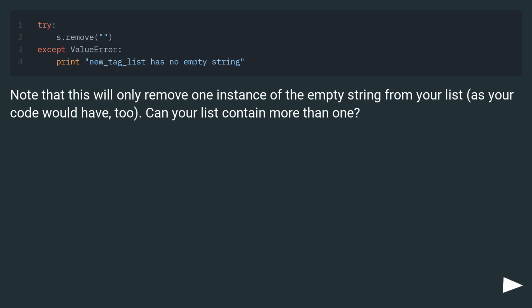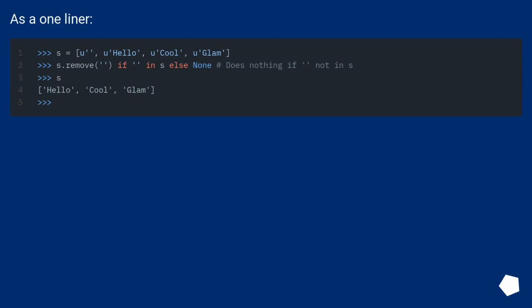Note that this will only remove one instance of the empty string from your list, as your code would have, too. Can your list contain more than one? As a one-liner.